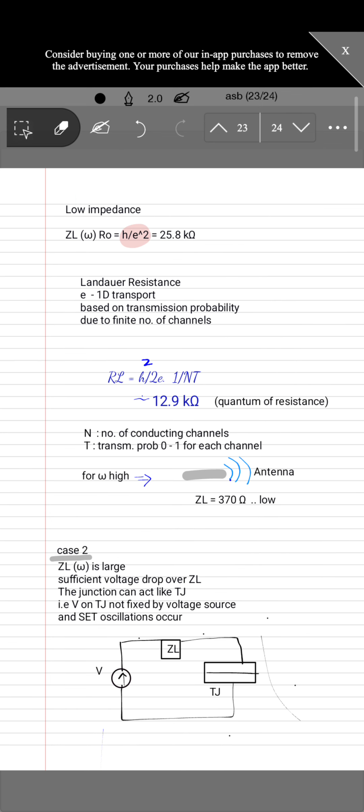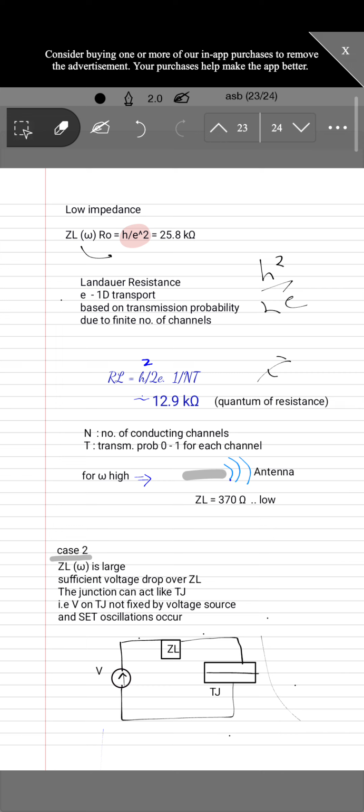Now in this case, this impedance ZL has a value of h by 2e square, h by e square. Now this h by e square is called the quantum of resistance. Not exactly h by e square, but h by 2e square. This is called the quantum of resistance, and this is the resistance towards one-dimensional electron transport.